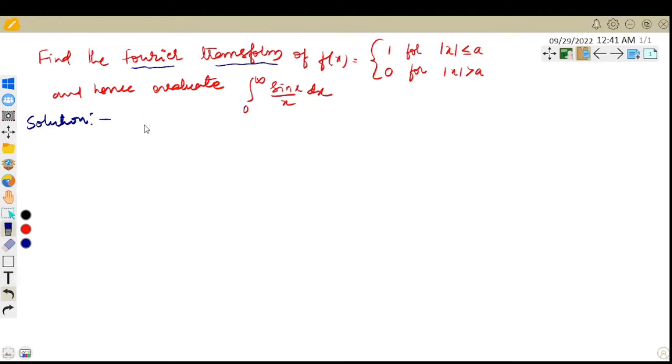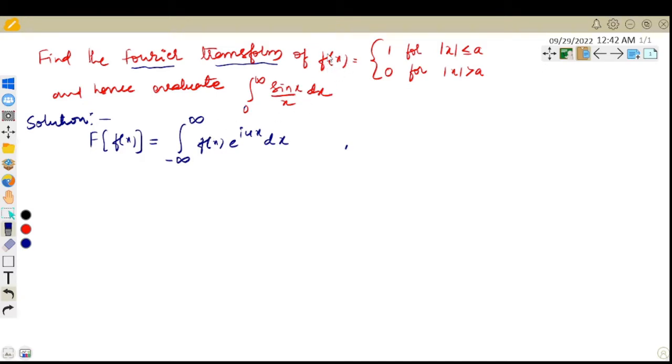Students, in this example, we make use of two results. One is Fourier transform of f of x as well as inverse Fourier transform of f of x. First, I am going to write the Fourier transform, which is integral from minus infinity to infinity f of x into e raised to iux into dx. First we shall use this, then later we'll go for that. It's a very simple example, students, to try to understand.